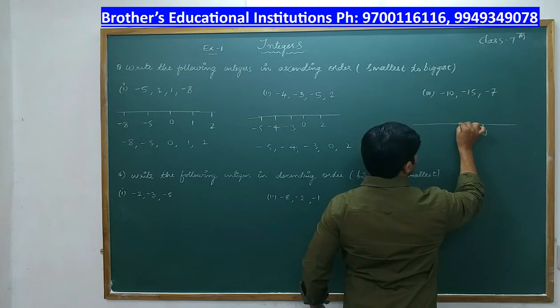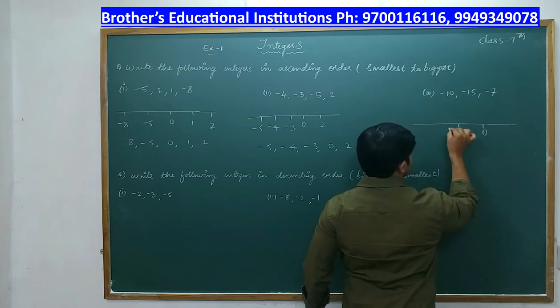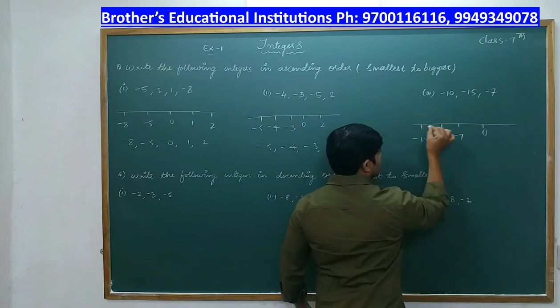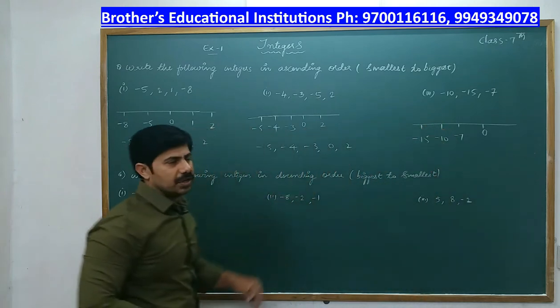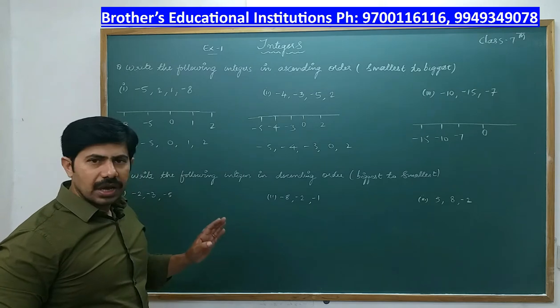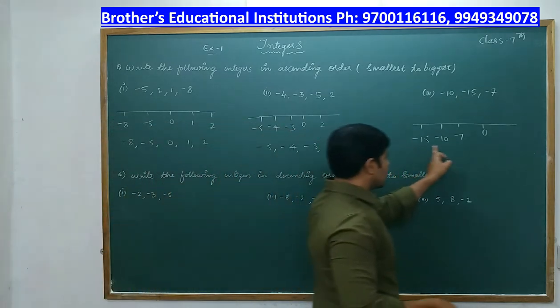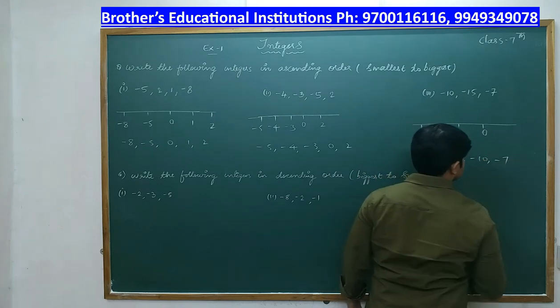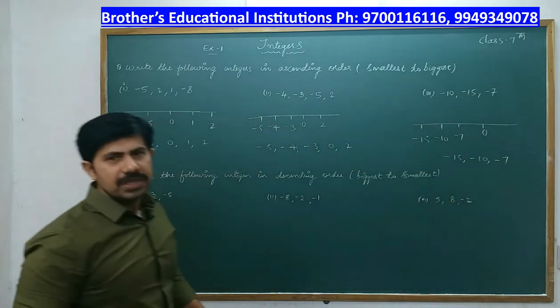So here we get minus 7, minus 8, minus 9, minus 10, minus 11, minus 12, minus 13, minus 14 and minus 15, right? So now the ascending order is small to big. So this is ascending order. So that is minus 15, minus 10, minus 7 is the ascending order of these numbers.